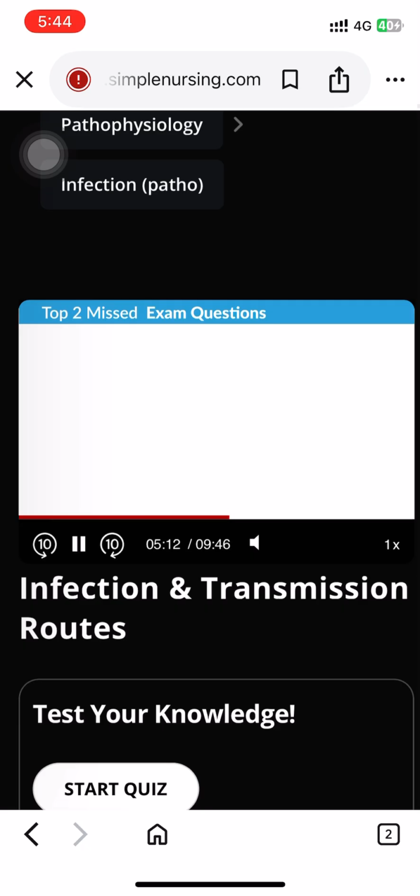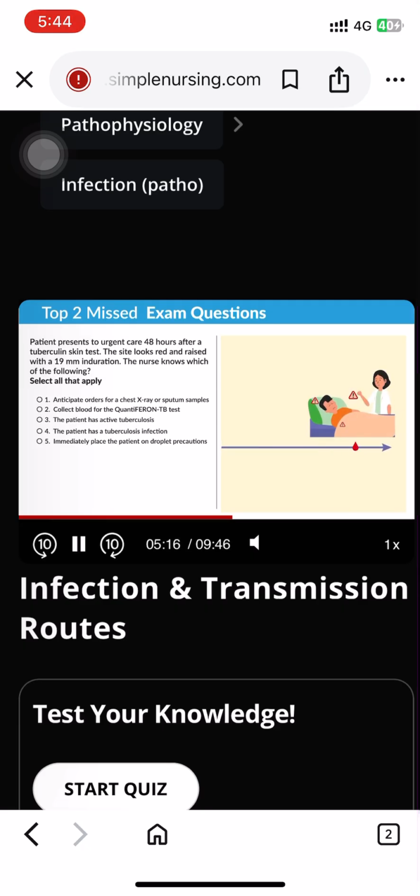Now for the top 2 missed questions from this section. Question number 1. A patient presents to urgent care 48 hours after a tuberculin skin test. The site looks red and raised with a 19 millimeter induration. The nurse knows which of the following.